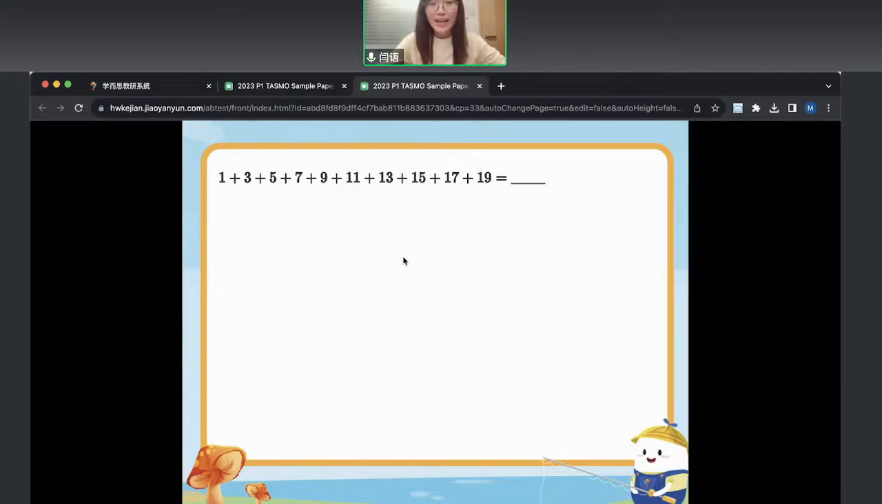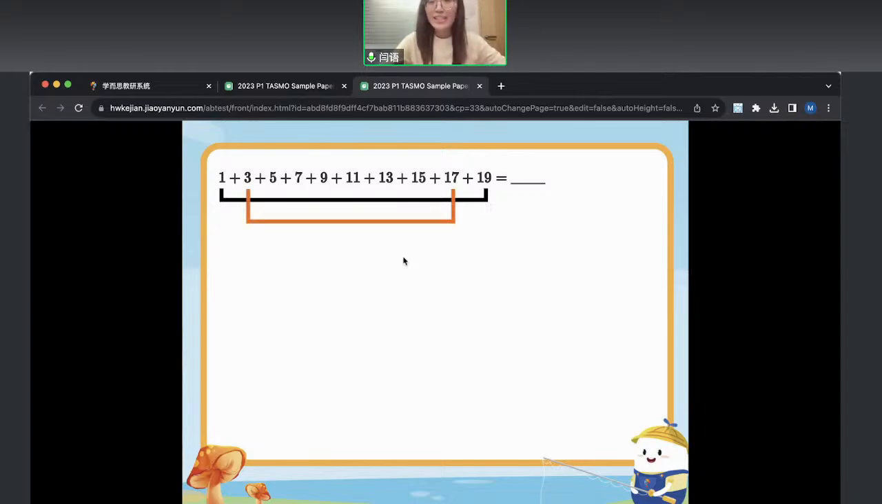Here, let's have a look. 1 plus 19, what is the sum? Quick quiz. Yeah, it is 20, right? Okay, and the next one, what about the 3? 3 plus 17 equals 20.